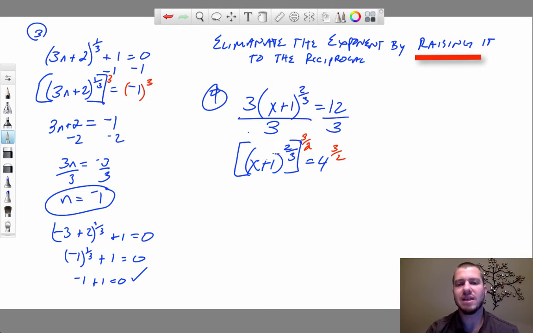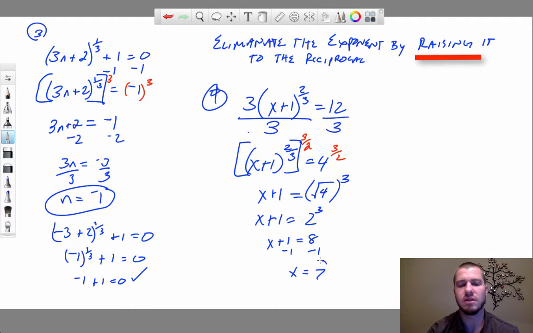And when I raise this side to 3/2, these multiply together and become 1. So that just becomes x plus 1. And 4 raised to 3/2, I can simplify that. This becomes the square root of 4 raised to the third. So the square root of 4 becomes 2. 2 cubed becomes 8. And now to solve it, subtract 1 and x is equal to 7.